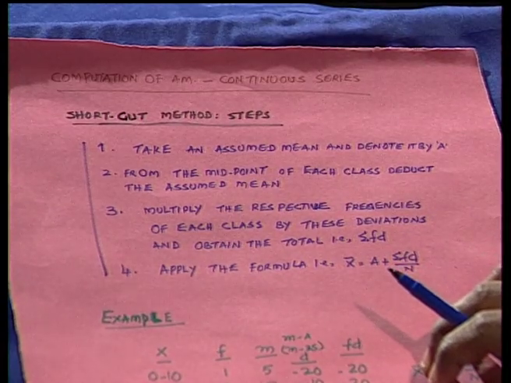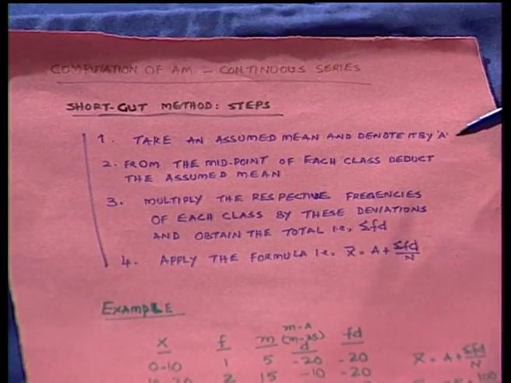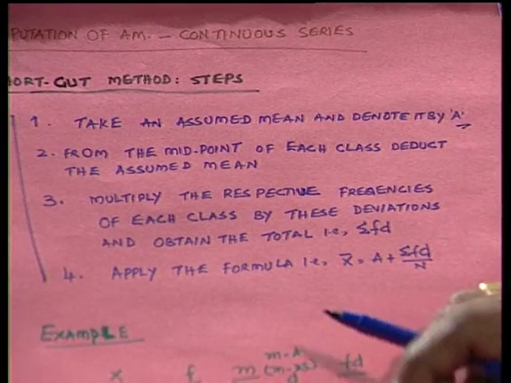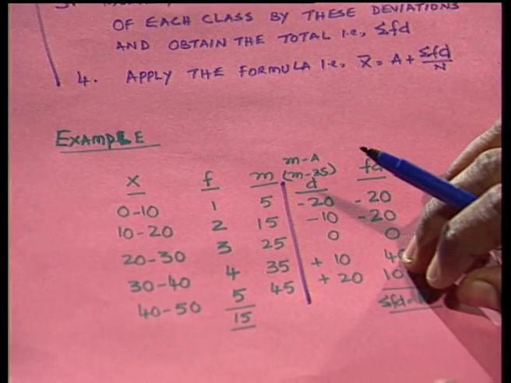Then computation of arithmetic mean for a continuous series can also be done by using a shortcut method wherever the values are greater in number or greater in terms of complexity. Maybe they involve a lot of calculations. Then by using a shortcut method, we have to make use of 3 or 4 steps here. The first step is taking an assumed mean and denoting it by A, which stands for assumed mean here.